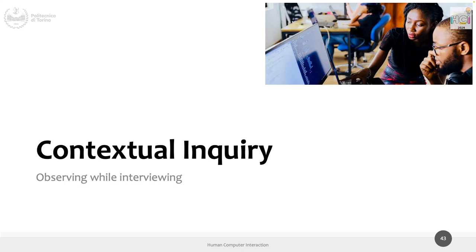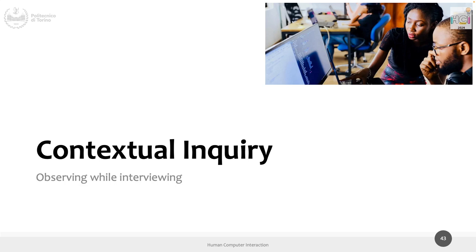Finally, contextual inquiry. Contextual inquiry comes at the end because it's not a new method. While observation is totally different from interview, which is sort of similar to survey, contextual inquiry is a more recent method than observation and interview, and puts together observation with interviewing.